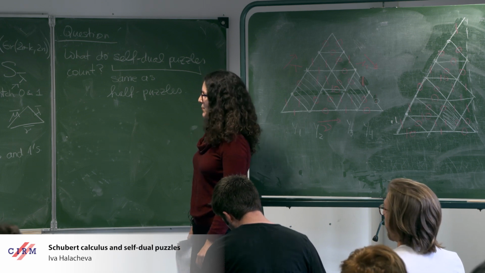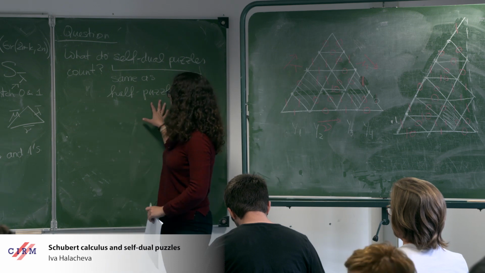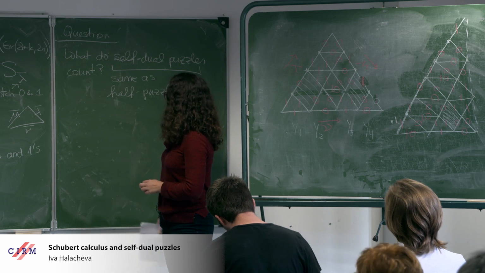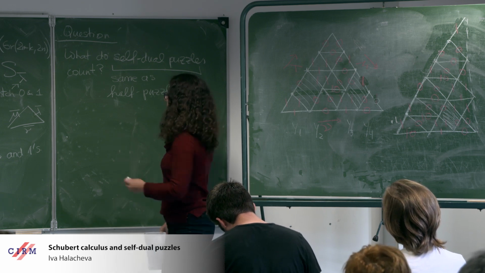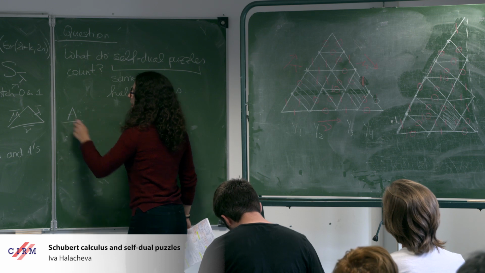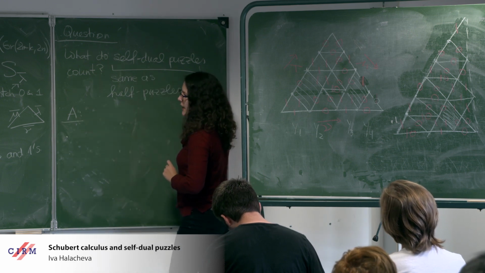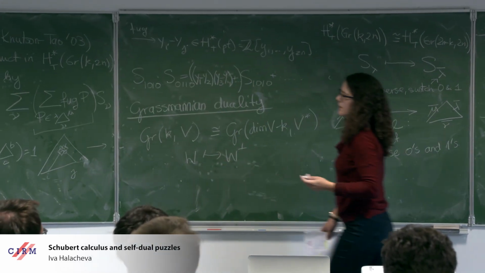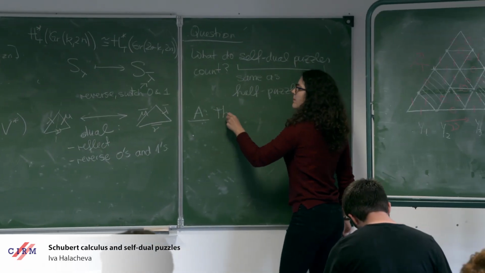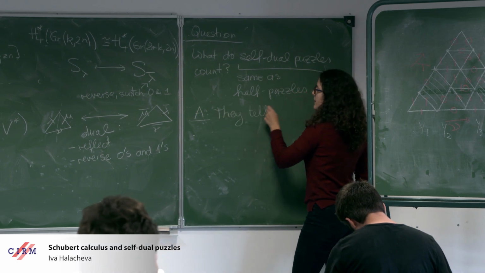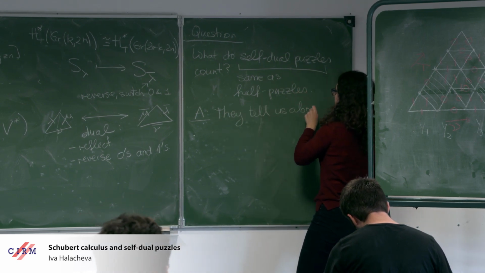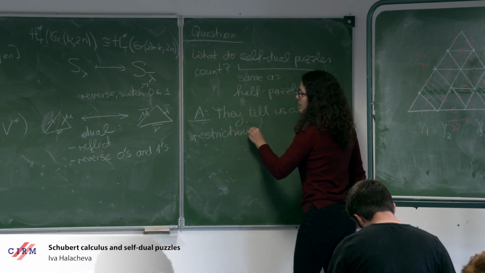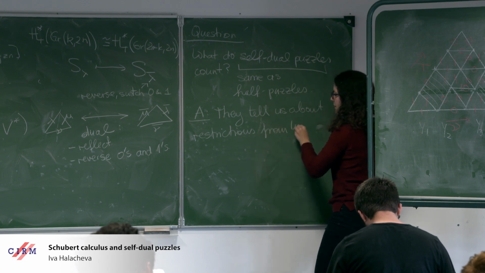Yes. So, okay, so what do self-dual puzzles count? And so the answer, which we'll get into in a moment, is that they tell us something about restricting from type A to type C Grassmannians. So they tell us about restrictions from type A to type C.